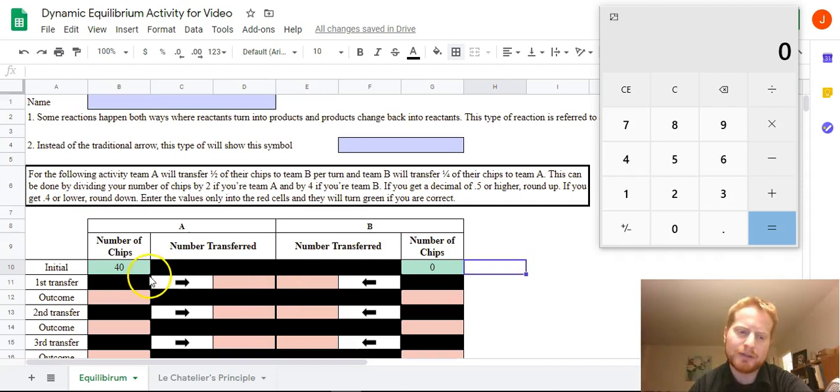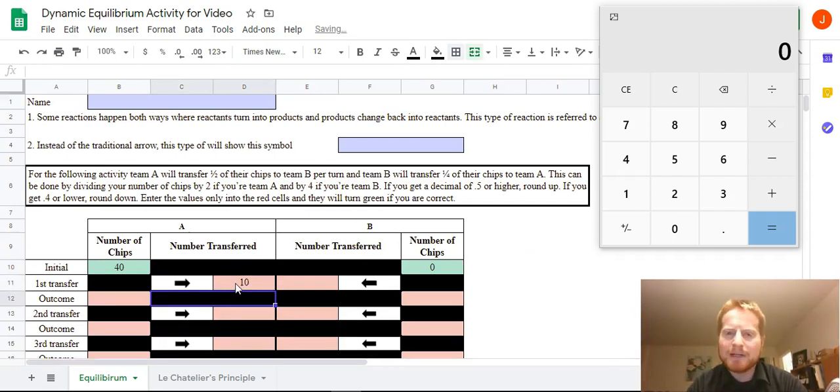So for example, we're starting with 40 particles of A and no particles of B. So what is half of 40? Well, we of course know that's 20, but let's say we put in the wrong answer. Let's say we thought half of 40 was 10. Put in 10, the box will stay red. So if I put in the correct number, 20, then it'll turn green. So you instantly know whether you're doing this right. It's kind of a nice perk to have.